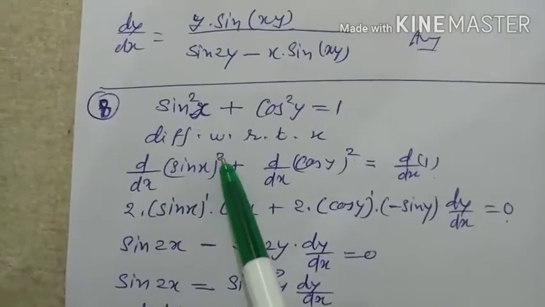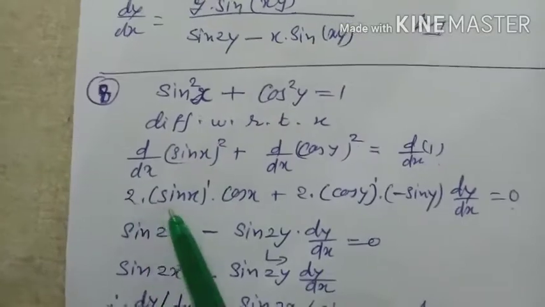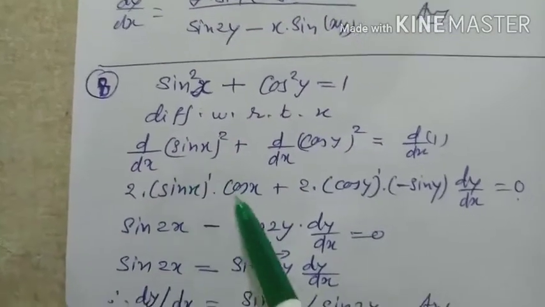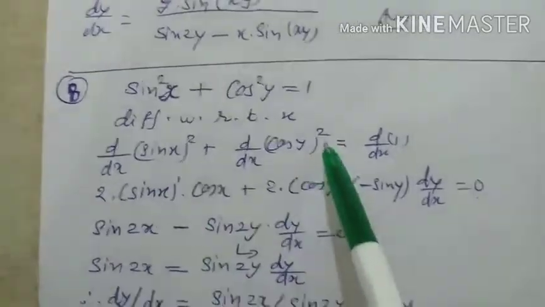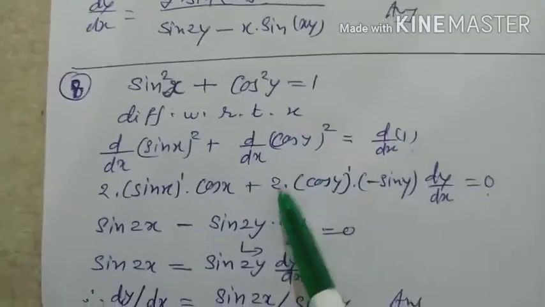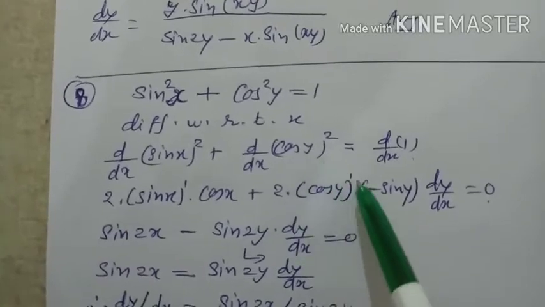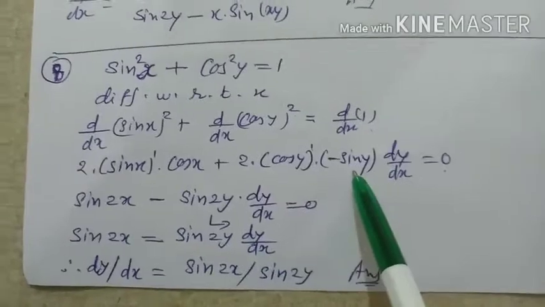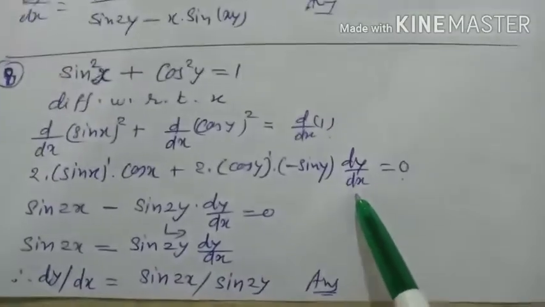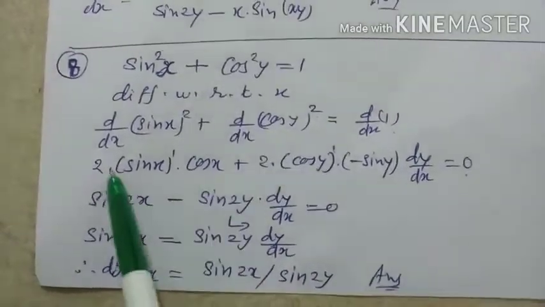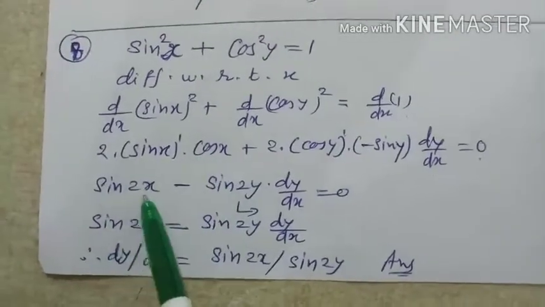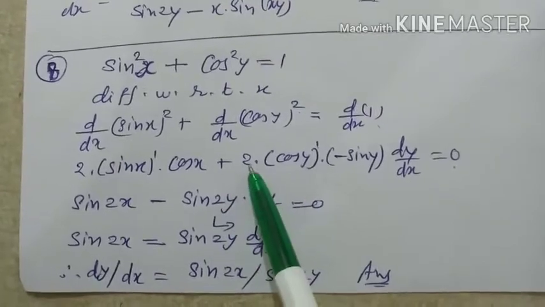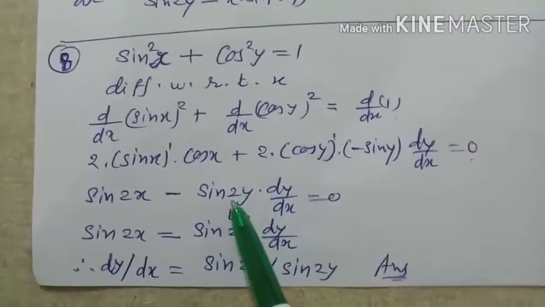Now, first 2 comes here, so it will be 2 sin x power 2 minus 1, that is 1. Now differential of sin x, which is cos x by chain rule, same as here, first 2 comes here, and the power of cos y, which is 2 minus 1, that is 1. Now differential of cos y, which is minus sin y, but dy upon dx also. Now this is the formula of sin 2x, 2 sin x into cos x, sin 2x, same as this, put minus sign here, so it is 2 sin y into cos y, it means sin 2y.